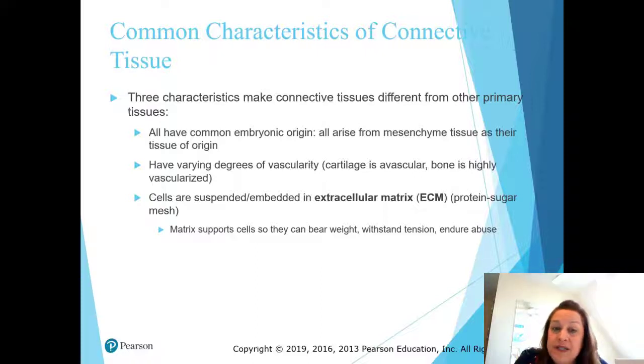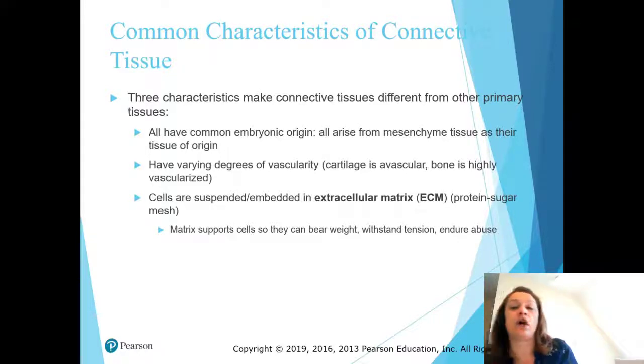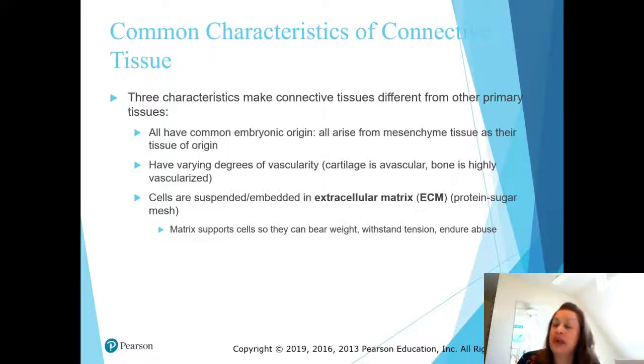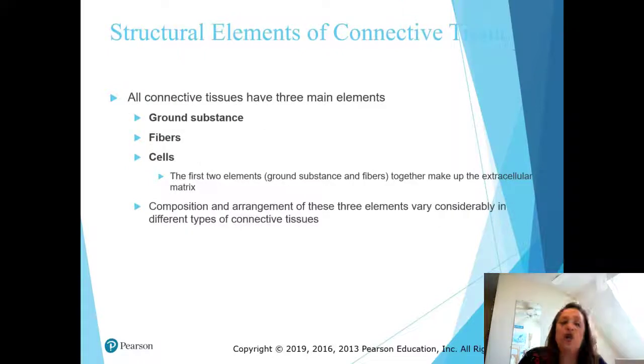They have varying degrees of vascularity, so that's not really a commonality. Cartilage is avascular, just like epithelial tissue. There's no blood supply in cartilage, but bone, tons of blood in the bone. And then cells have what's called an extracellular matrix. There's fiber around them. There's something else going on there. So they have a ground substance, fibers, and cells.